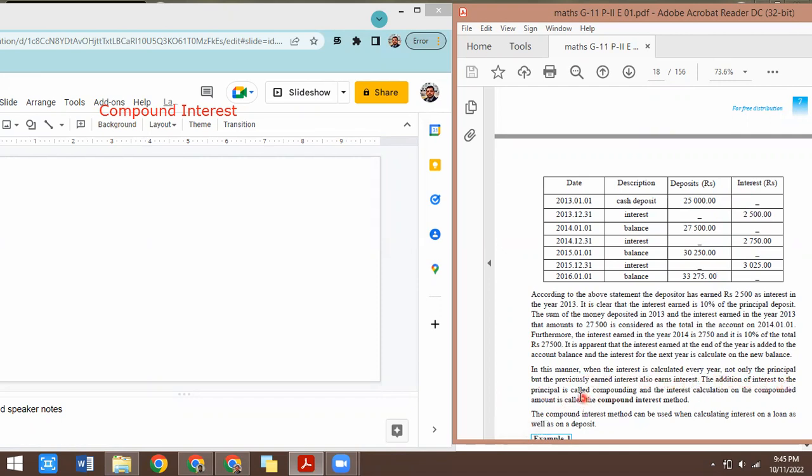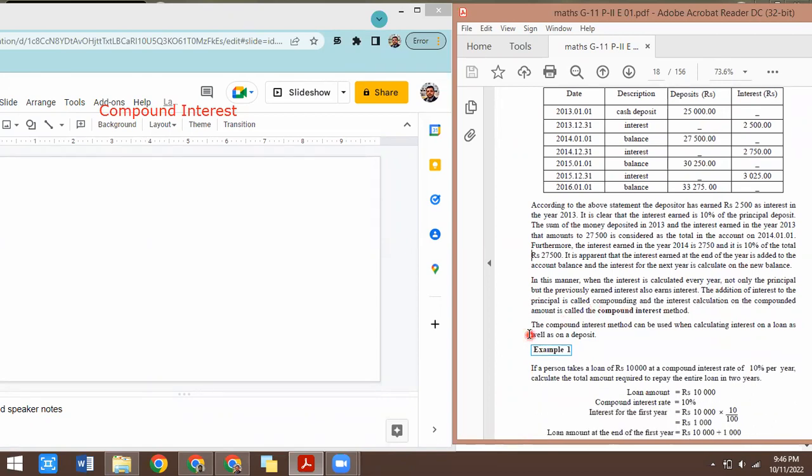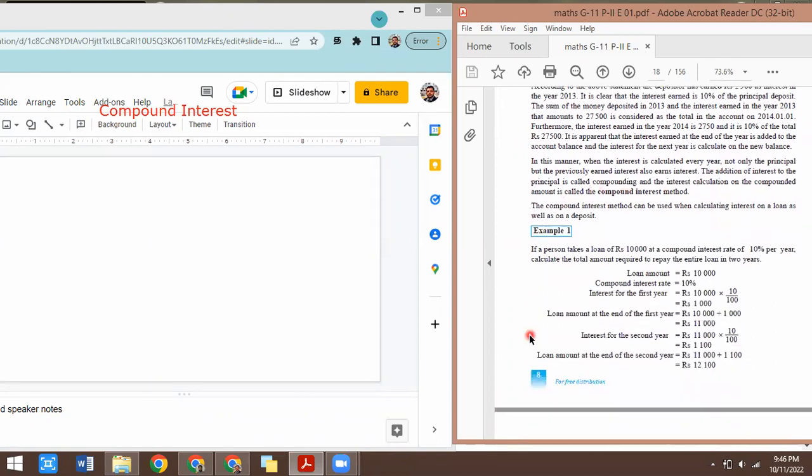The addition of interest to the principal is called compounding, and the interest calculation on the compounded amount is called the compound interest method. So this method is what we call the compound interest method. The compound interest method can be used when calculating interest on a loan as well as on a deposit. So you can calculate compound interest for a loan as well as on a deposit.